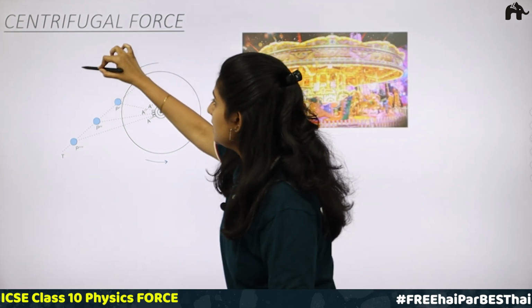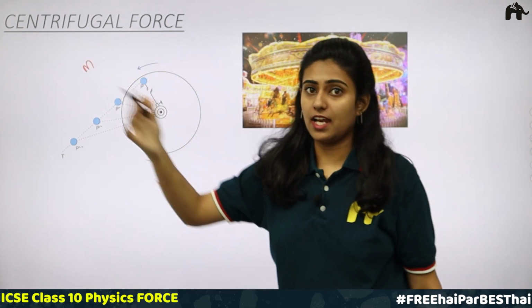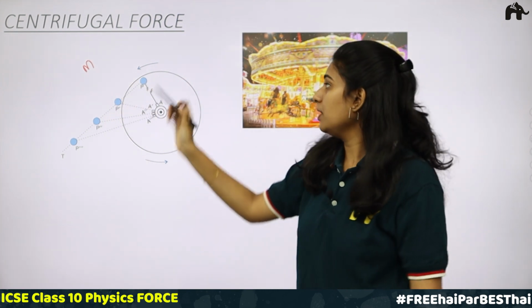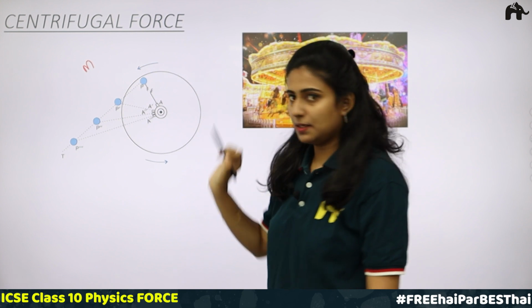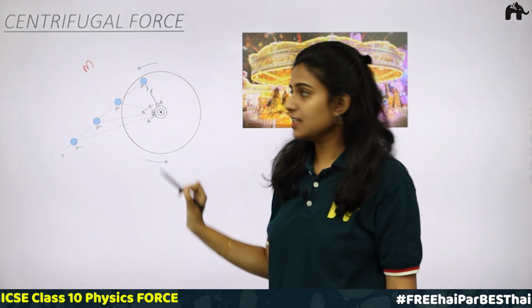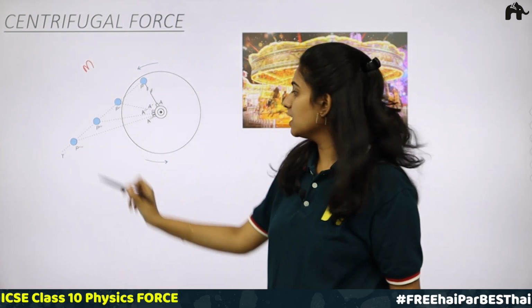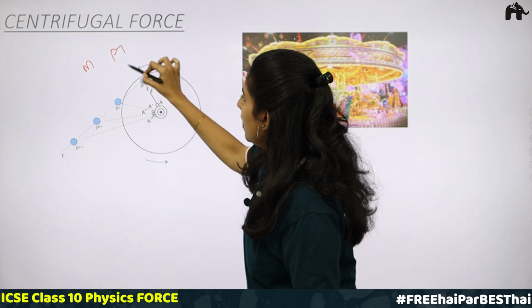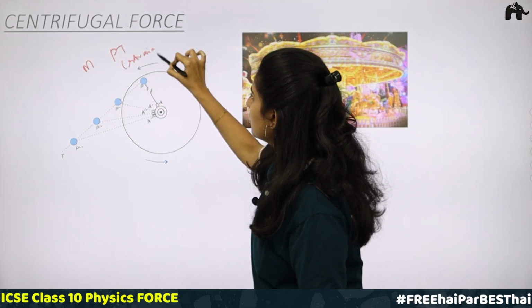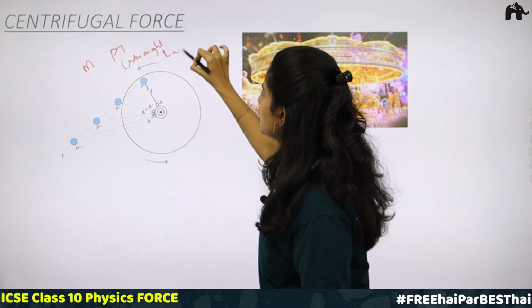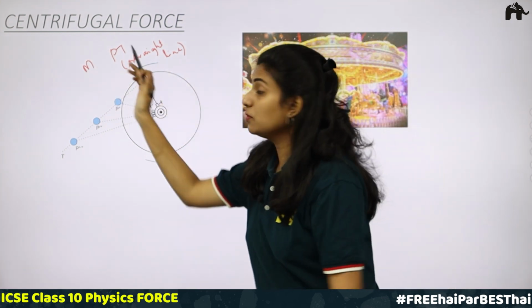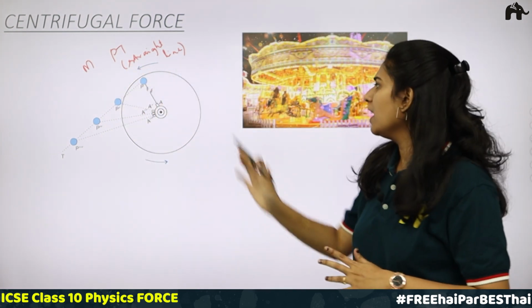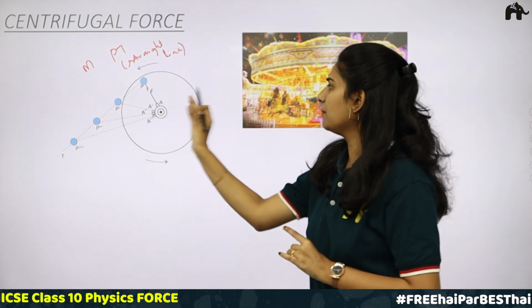A person who is standing outside the frame will observe the body moving in a straight line. Initially, it was at P. Suddenly when the string breaks, it shifts to P dash, then P double dash, P triple dash, then at some point T it falls. So PT, a straight line motion, is experienced by M who is standing outside.